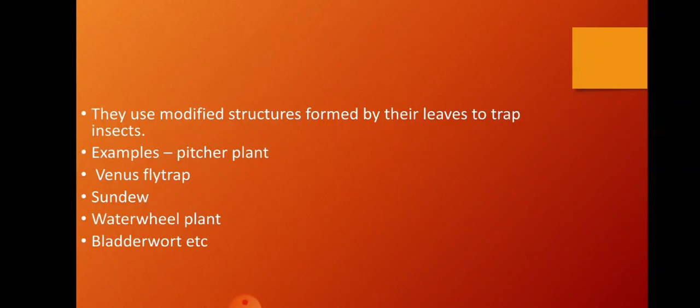To trap the insects, these plants have undergone certain modifications. They have modified their leaves to trap the insects. Examples of insectivorous plants are pitcher plant, Venus flytrap, Sundew, which is also known as Drosera, water wheel plant, bladderwort, and butterwort. Now let us have a look at their modifications.